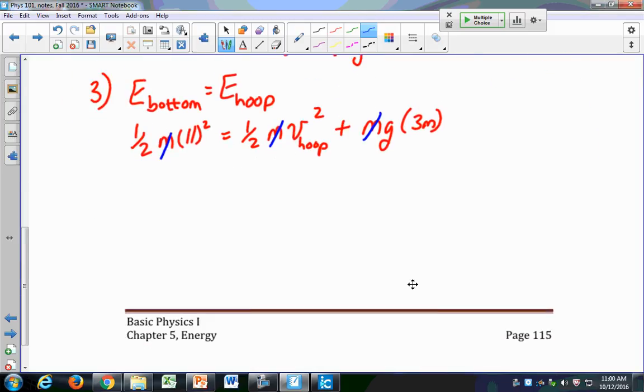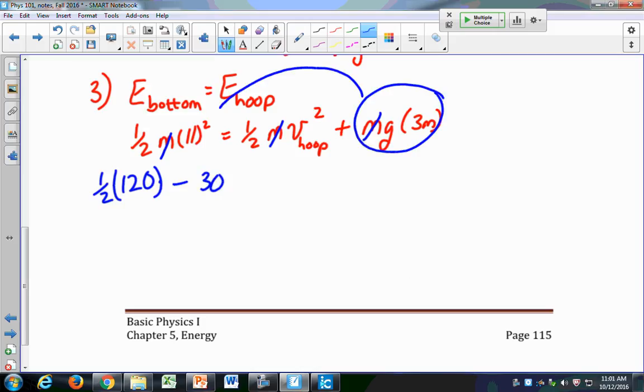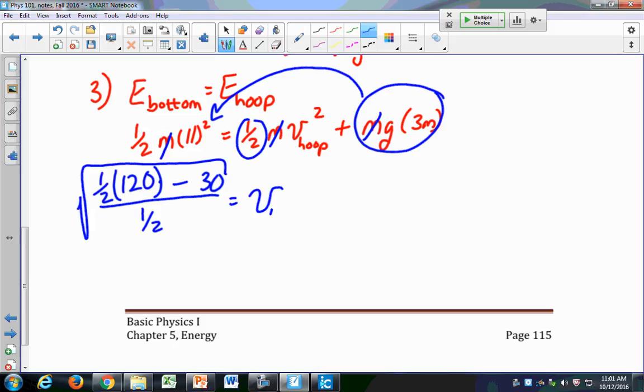To do so, I say 1/2 of 11 squared, which is, I know 11 squared isn't really 120, but I'm going to go ahead and write it as 120. Minus g times 3, that's minus 30. So I took this term, subtracted it from both sides, and took it over here. Divided by 1/2, dividing through by this term, and then taking the square root of all of that gives me v hoop.